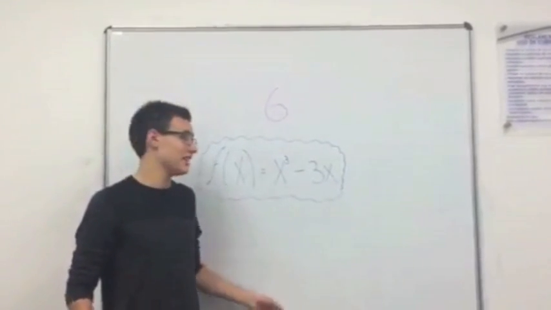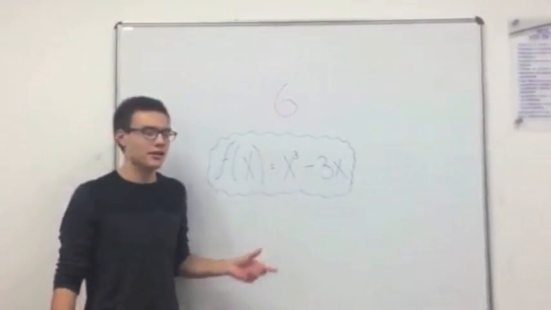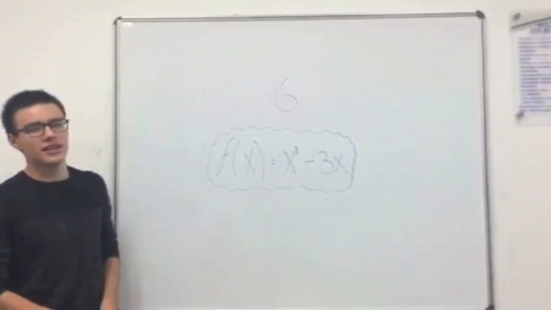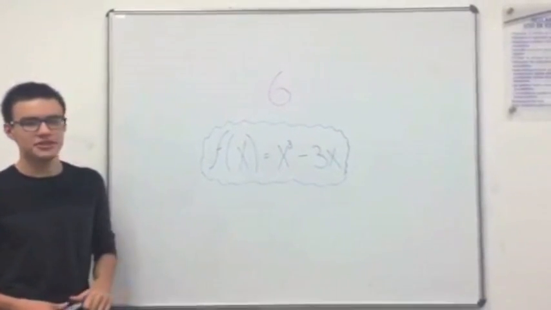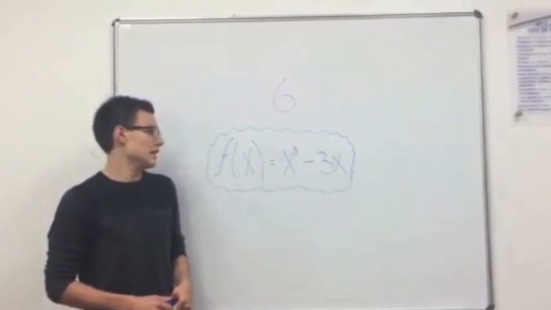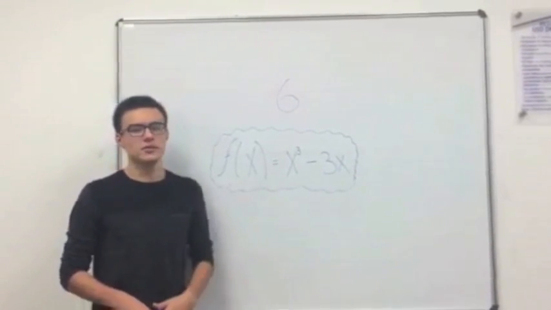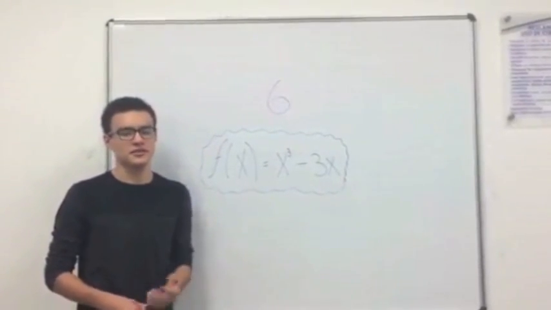Number 6. This is our function, x cubed minus 3x, and we are going to solve for x as we get the derivatives, the first one and the second one. Then we are going to do the concavity test and so on to get all the answers for the questions.